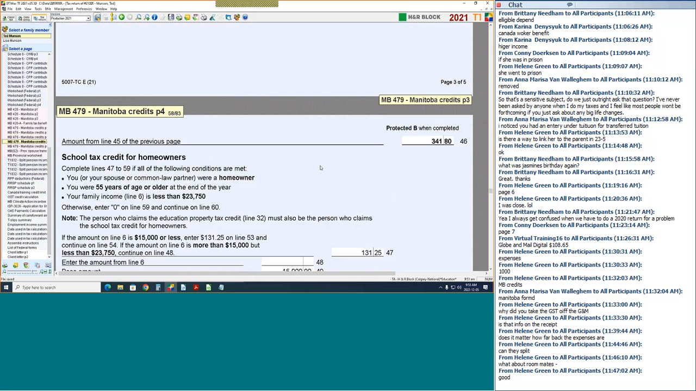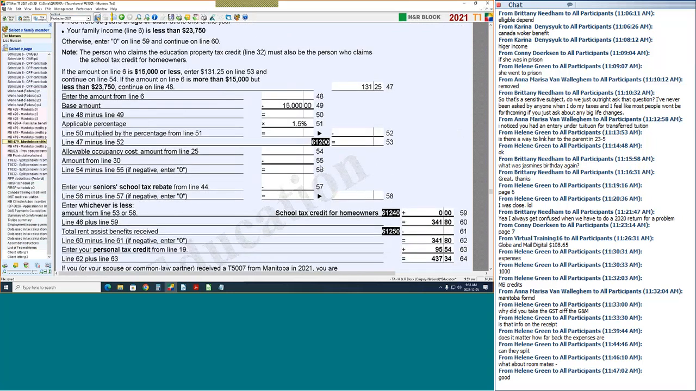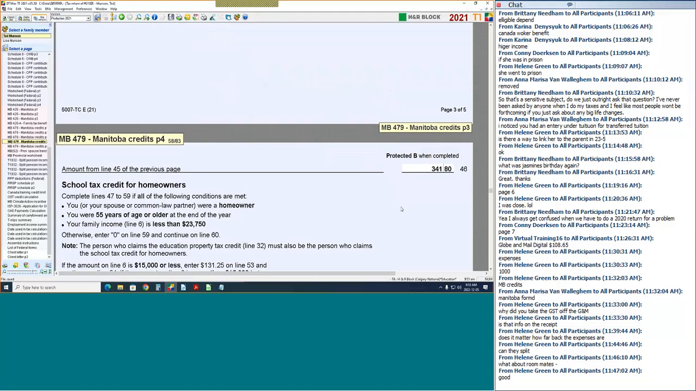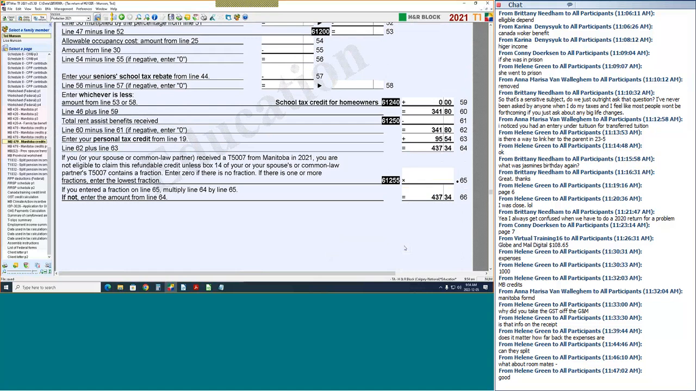Again, all of this is in your provincial supplement. Now, in this case, they don't also get the school tax credit. Oh, they do get the school tax credit for homeowners. No, they don't. That one's $0. So at the end of the day, they're going to get no rent credit. They're going to get a little bit of the senior school tax rebate and a little bit of personal credit, and that's where they're going to get their personal credits from. And then again, I might have a choice as to who I'm going to pick. In this case, I don't have a choice. It has to be Ted because Lisa is a dependent spouse.